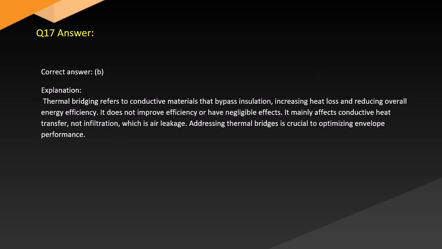Answer. Correct answer. B. Explanation. Thermal bridging refers to conductive materials that bypass insulation, increasing heat loss and reducing overall energy efficiency. It does not improve efficiency or have negligible effects. It mainly affects conductive heat transfer, not infiltration, which is air leakage. Addressing thermal bridges is crucial to optimizing envelope performance.